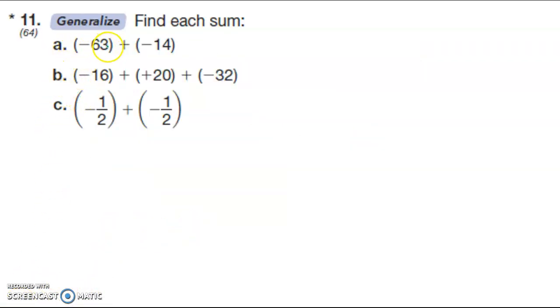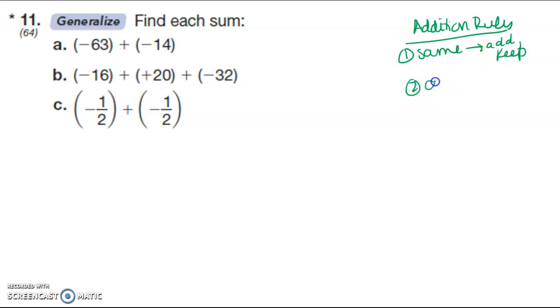Okay, this is where we have our addition. So addition rules. Remember, same sign, add, keep; different signs, subtract, keep the sign of the larger. Okay, so here we have the same sign, negative 63 plus negative 14. We're going to add 63 plus 14. And we get 77, and we're going to keep the negative sign.